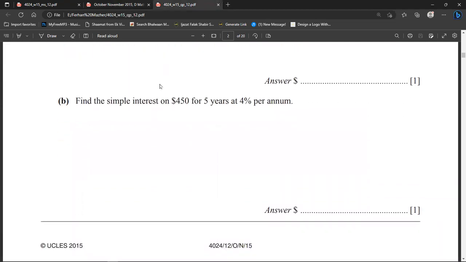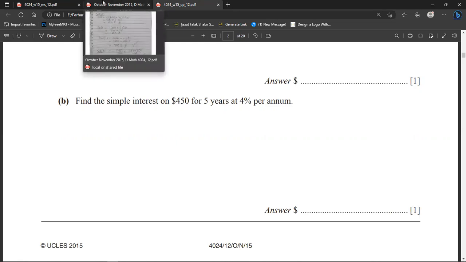Okay, so this is question number 2 B part. Find the simple interest on $450 for 5 years at 4% per annum. So this question is on the simple interest. Simple interest is represented with I. I is equal to PRT divided by 100. P means the principal amount, that is $450, and R means the rate of interest, that is 4% per annum, and T means the time, that is 5 years.